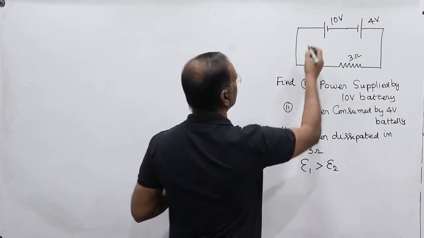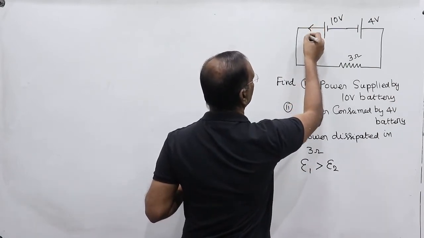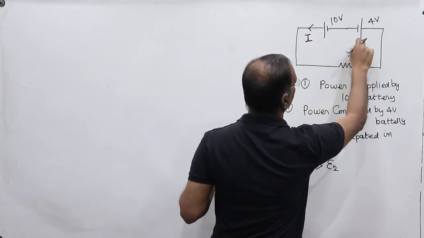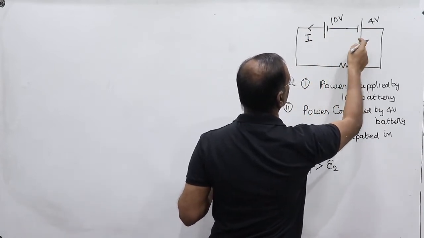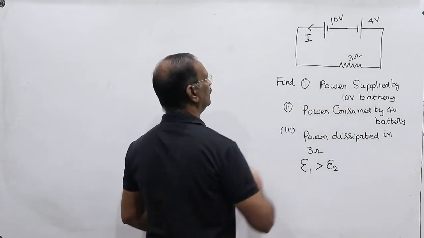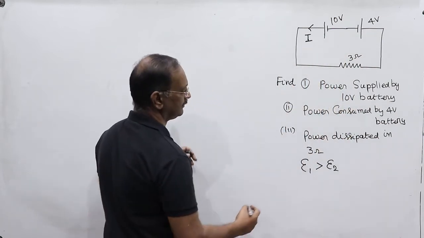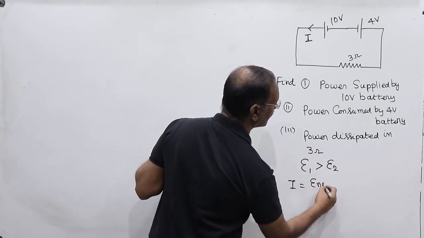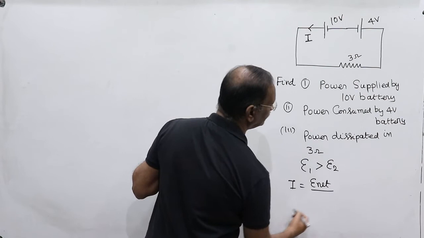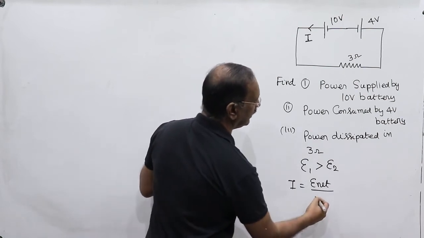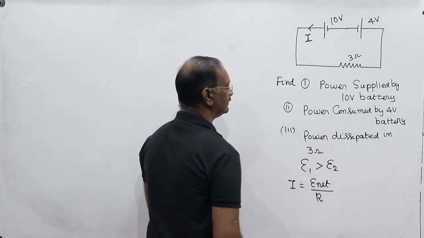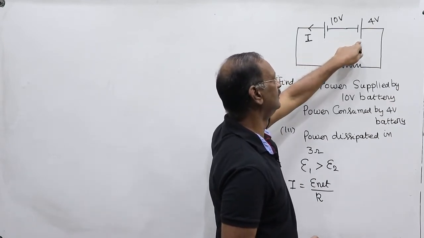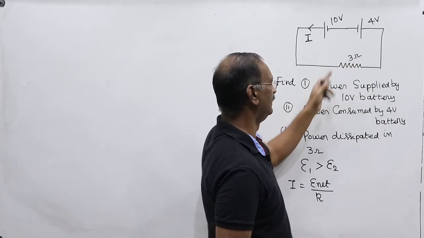Reverse connected means the current will flow in this direction only, because this one will give more current, and the other will give opposite current in the opposite direction, and the net current will flow here. So first we will find the current. Current is equal to E net divided by R, the total resistance. Since no internal resistance is given, this is the only resistance.